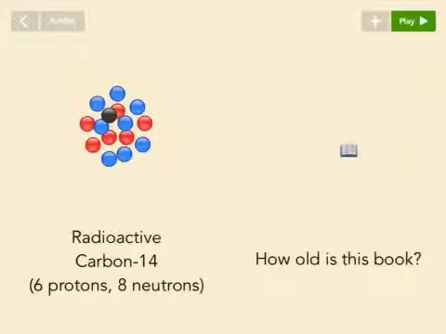Here's our Hopscotch work table. We have 6 red dots representing the 6 protons. We have 8 blue dots representing the 8 neutrons. And we have 1 black dot representing the beta particle being released. We have the emoji character of the book representing the Qur'an and the 2 texts.